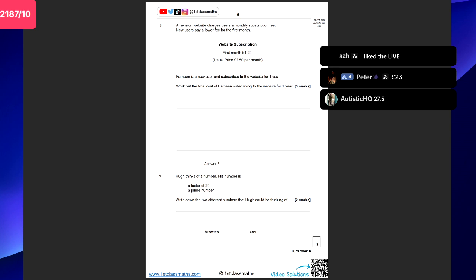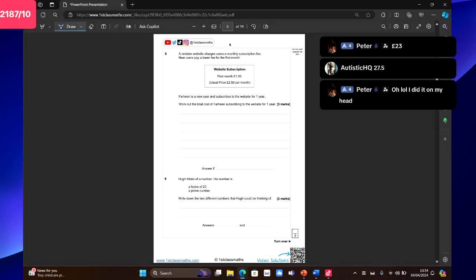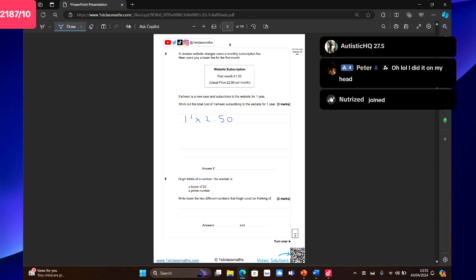Okay, £20, someone said 27.5, so let's just double check. So 11 times 2 will be 22. 11 times 0.5 will be £5.50. So yes, you're right, it's £27.50. So it's 11 lots of £2.50, and that's going to be £27.50. Yep, spot on. Well done. Okay, and then we're going to add that to £1.20.